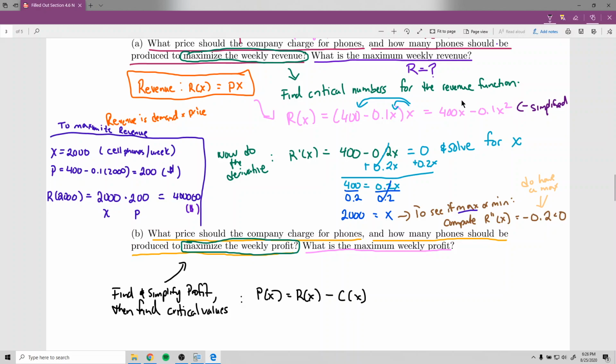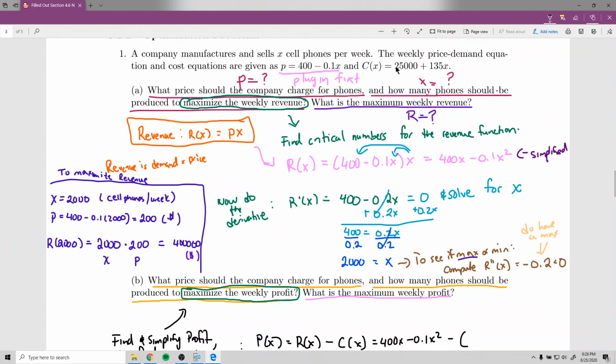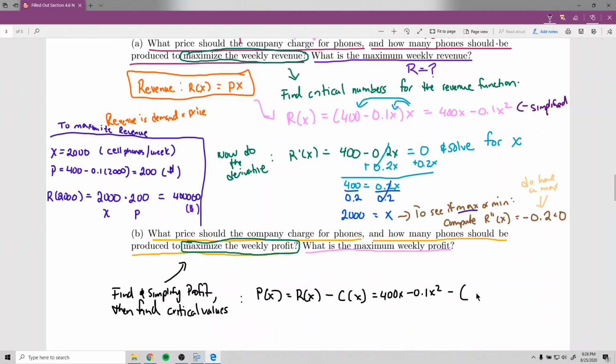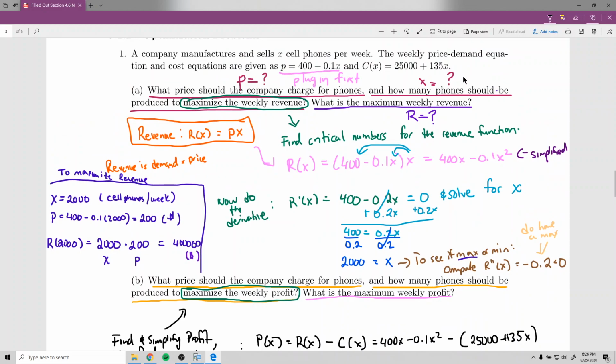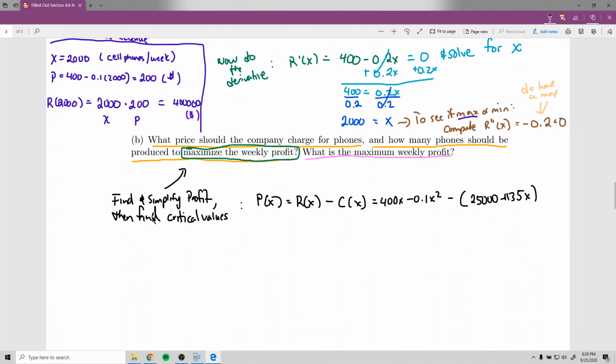The revenue, I'm going to use the simplified revenue we had for part 1. So it's 400x minus 0.1x squared. Then minus the cost. Don't forget the parentheses because you want to subtract the whole thing. 25,000 plus 135x was our cost. And once again, simplify this before you worry about the derivative. It just makes the derivative easier to do.